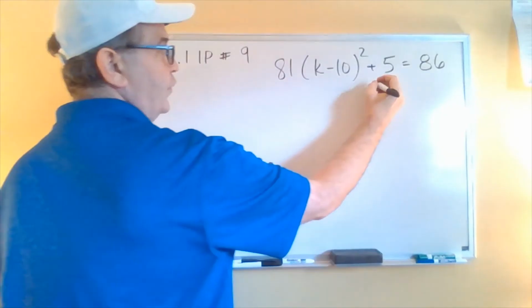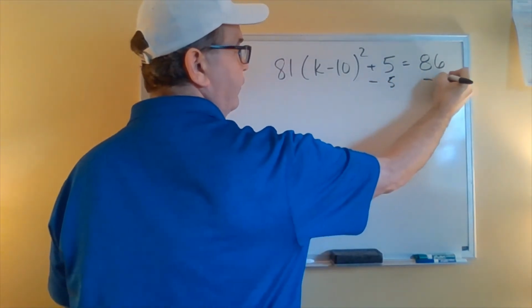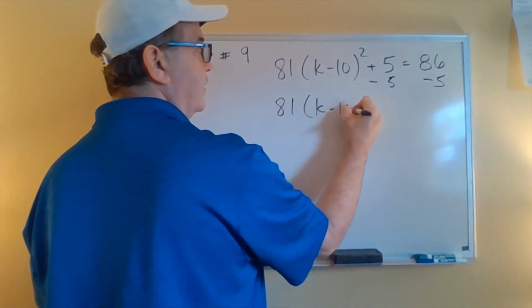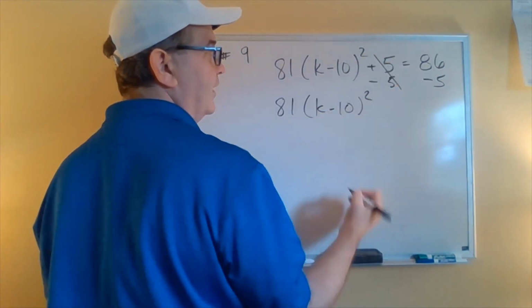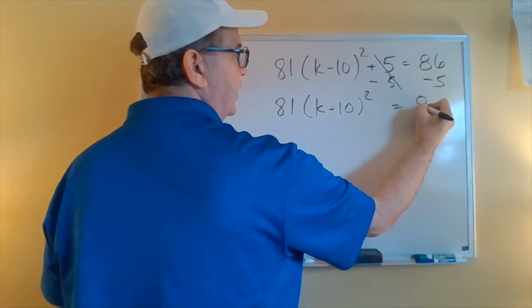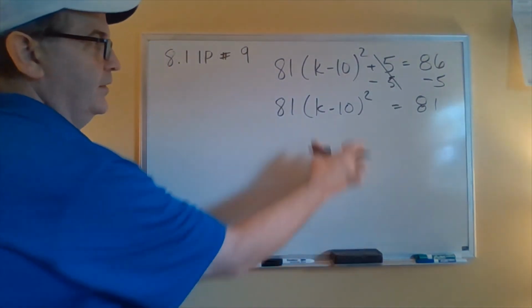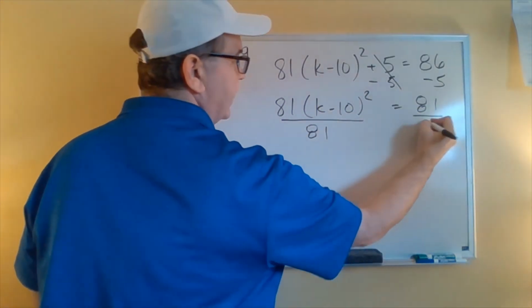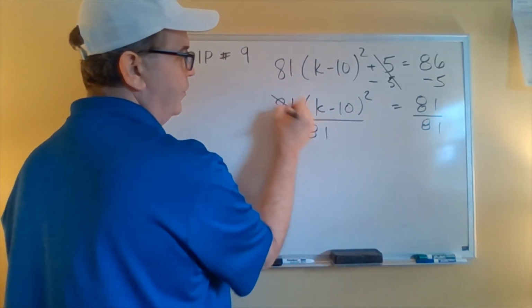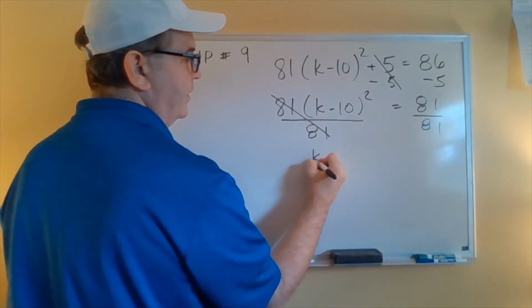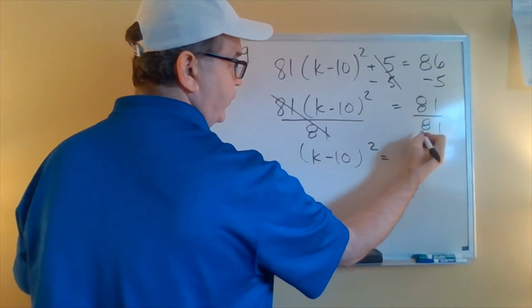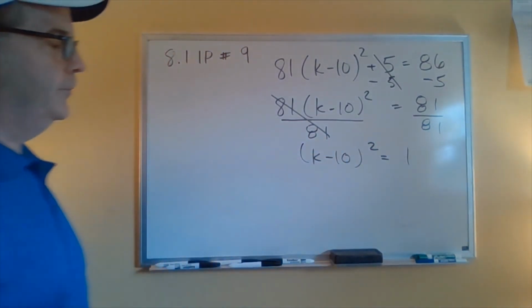To do that, we're going to start by subtracting 5 from each side. We'll get 81 times (k minus 10) squared, my 5's cancel out over here, equals 81. Now to get the squared component by itself, I'm going to divide each side by 81. So my 81's cancel out on the left. I'll get (k minus 10) squared equals, well, 81 divided by 81 is just 1.